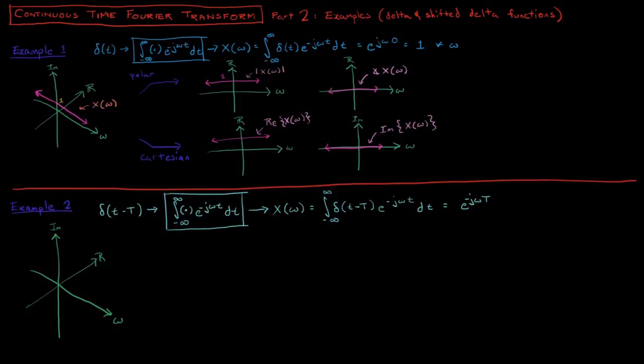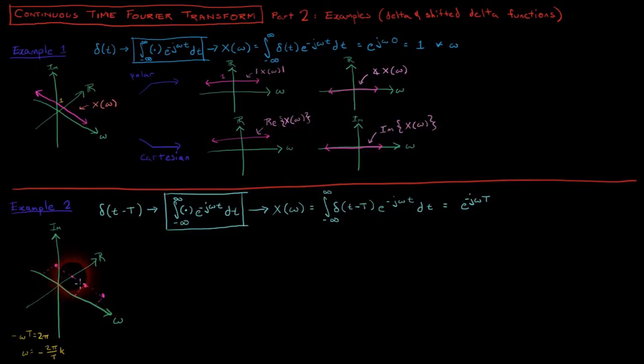The function repeats itself every time the angle of the complex exponential is equal to 2 pi times some integer. Since omega is our variable, we isolate it to realize that the function repeats itself every time omega is equal to 2 pi over capital T times some integer.